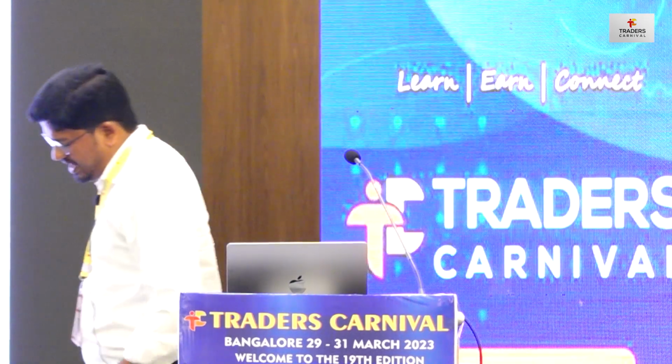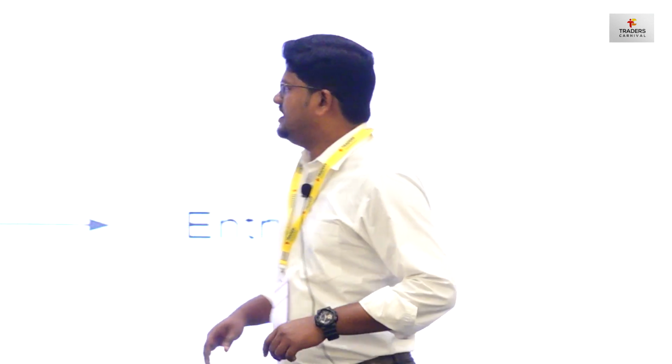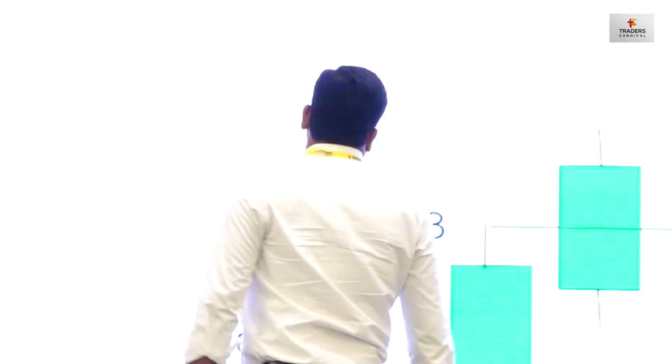Let's say the market is in a downtrend. The market will be either in an uptrend, downtrend or sideways. Let's say it is in a downtrend. It has already fallen, it has already formed some kind of pattern, some downtrend.